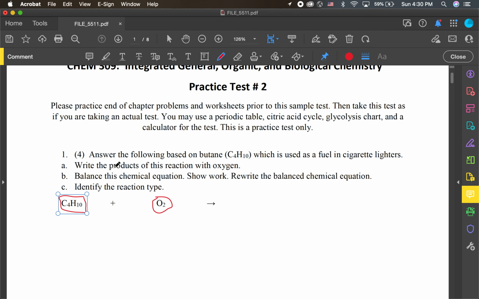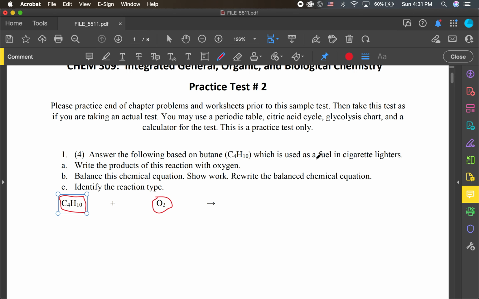So the first one, they want you to write the products. The second one, they want you to balance the chemical equation and rewrite it balanced, and then identify the reaction type. On this one, we're going to actually start with C because it makes the most sense and it's going to explain what comes over here. You can think about this one logically. Since it's lighter fluid, what you're producing there is a flame, so it's going to be a combustion reaction.